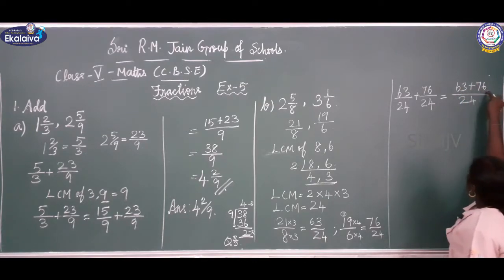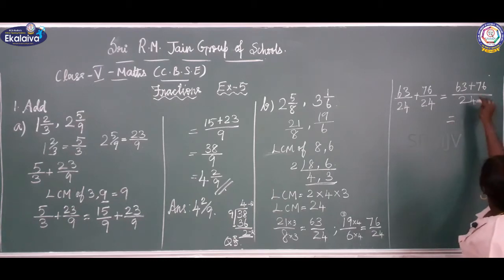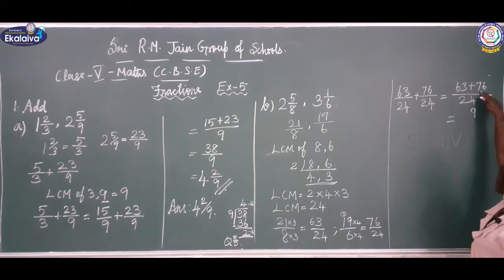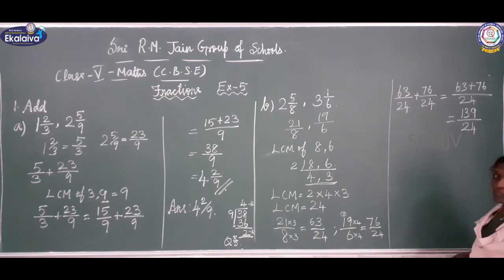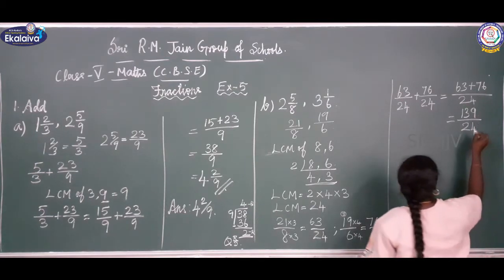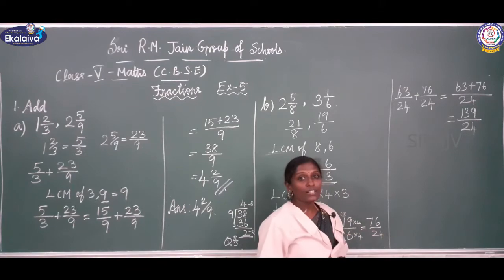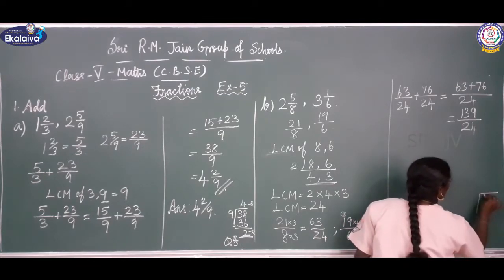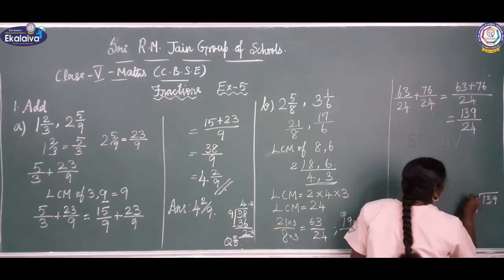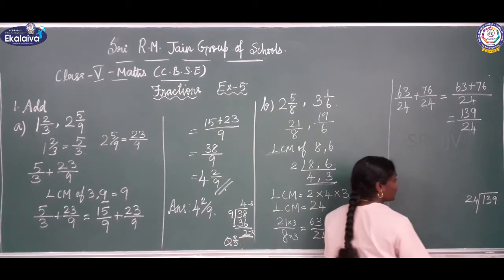We can add the numerator 63 plus 76. Here 3 plus 6, that is 9. 6 plus 7, that is 13. So we will get 139 by 24. Now 139 by 24 is an improper fraction, so we are going to convert it into a mixed number. So we have to divide the numerator 139 by the denominator 24.